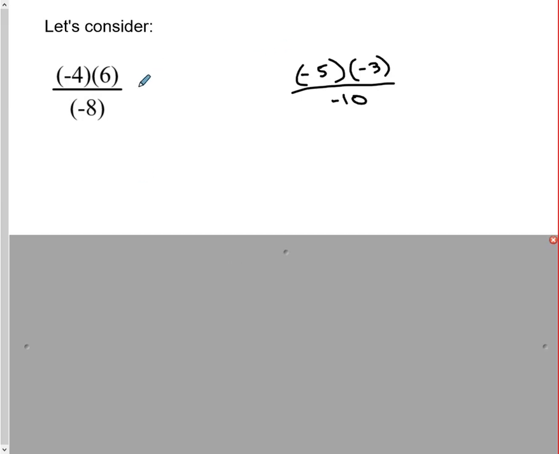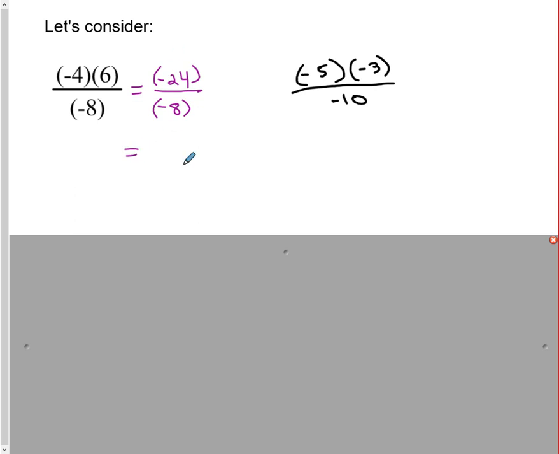I'm going to start with my first one, and I'm just going to worry about what's on the numerator first, because I think it'd be too much to try and do it all at once. So let's just worry about what's on the numerator first. So I've got -4 times 6. I know that's going to end up being a negative value because it's a single negative in there. And 4 times 6 is, well, 2 times 6 is 12, so 4 times 6 has got to be 24. So I've got -24 divided by -8.